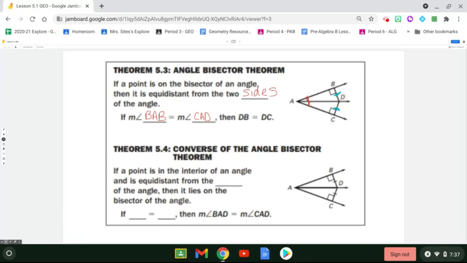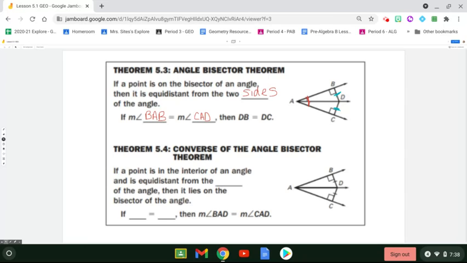Okay, and again, I'll say that one more time. If a point is on the bisector of an angle, so we have point D being on that angle bisector, right? Then it is equidistant from the two sides of the angle. So we have BAD being equal to the measurement of angle CAD. So therefore we can say that BD is equal to DC.